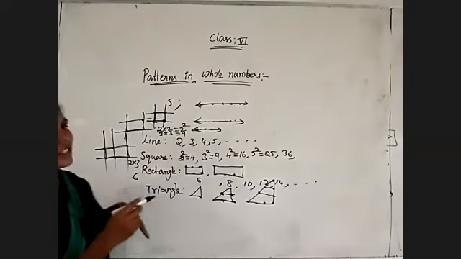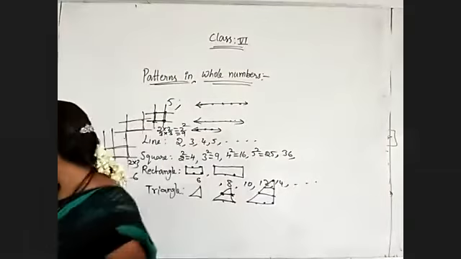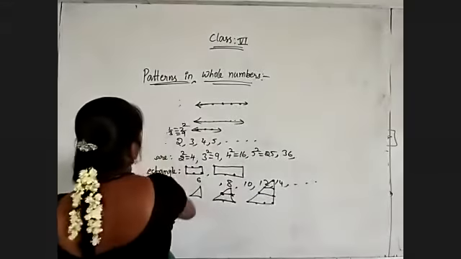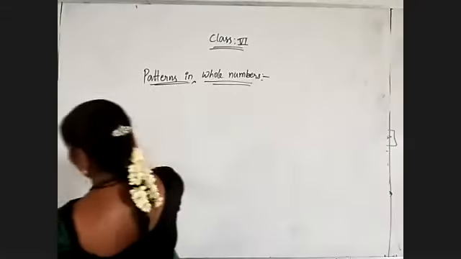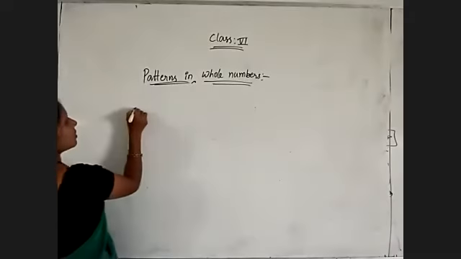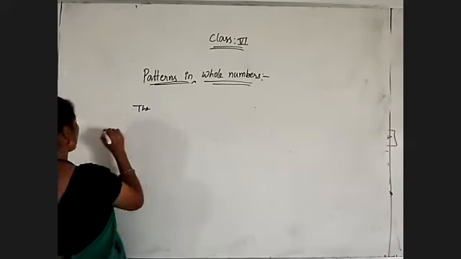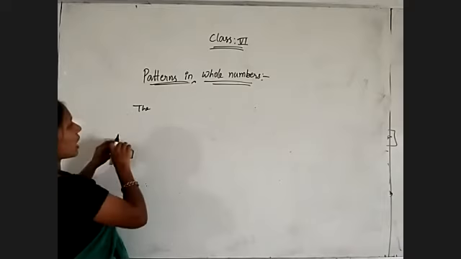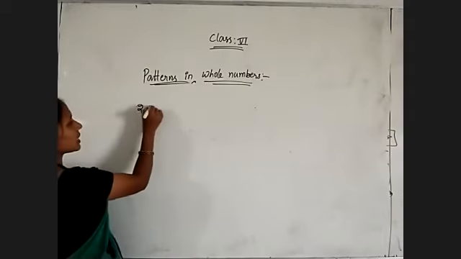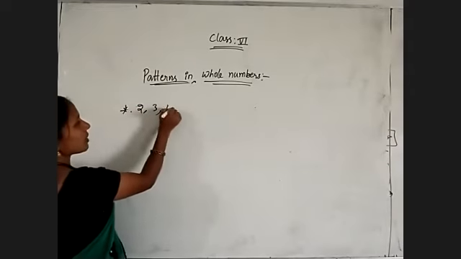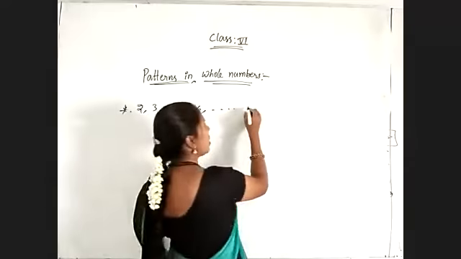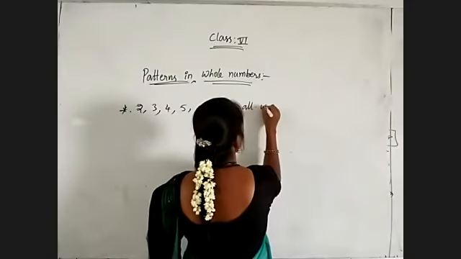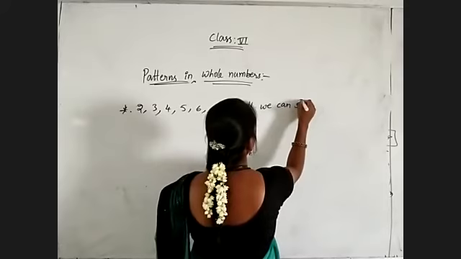So the numbers which we are able to show as a line. Which numbers can we show as a line? The numbers, so 2 to all the numbers, that means 2, 3, 4, 5, 6, all these numbers and so on, all we can show as a line.